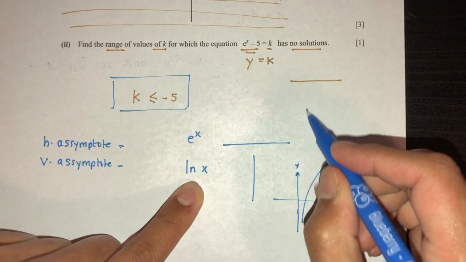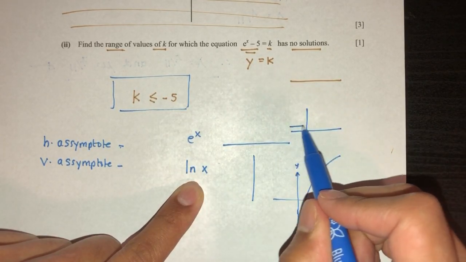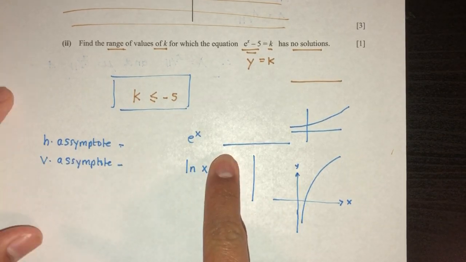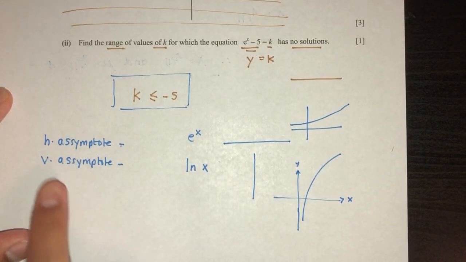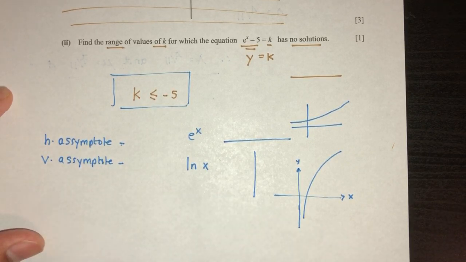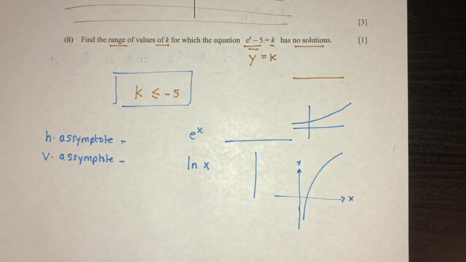The shape of this, as you have seen, is always like this. It will never meet this line. So they have an asymptote for these two kinds of curves, horizontal and vertical. Asymptote means a line where they will never meet. Okay, that will be part 2.